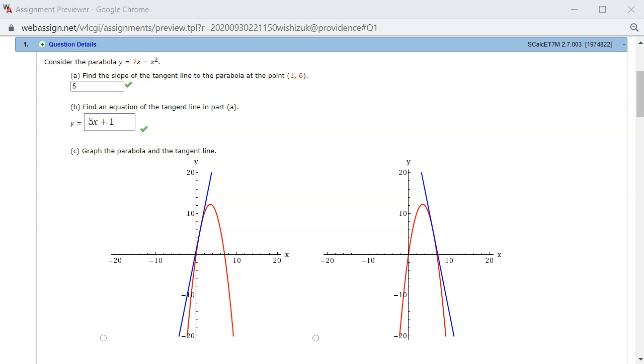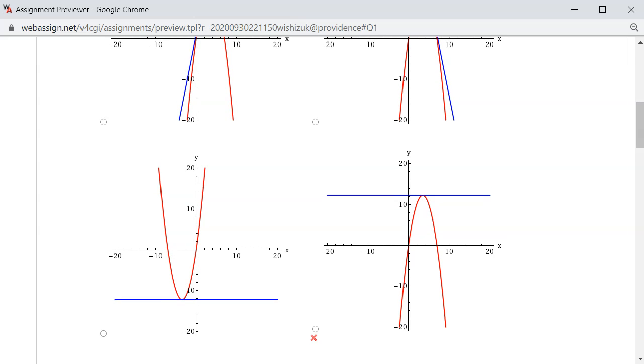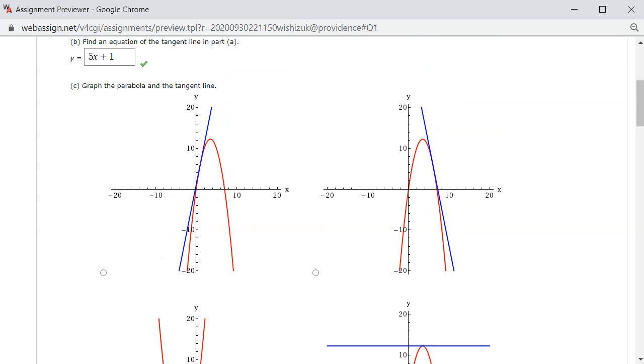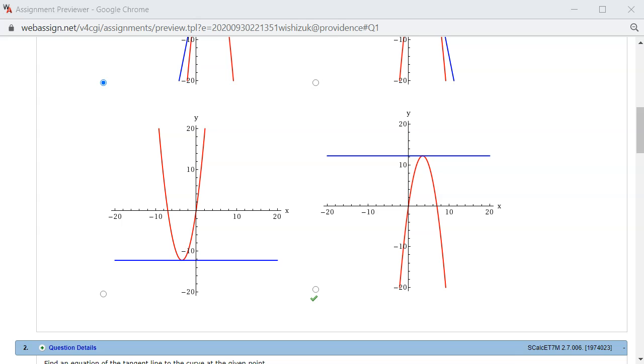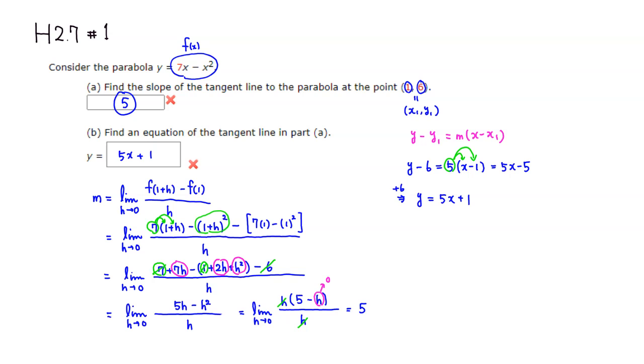For part C, we just need to find the correct picture. With 5x plus 1, the y-intercept is 1, so that looks promising. The second one doesn't go through 1, so that's not right. The third one is way off, and the fourth one is way off too. So the only reasonable one is the first one. Let's check the answer. It came back and it looks like we got the picture correctly as well. That's it. I hope that this was clear.